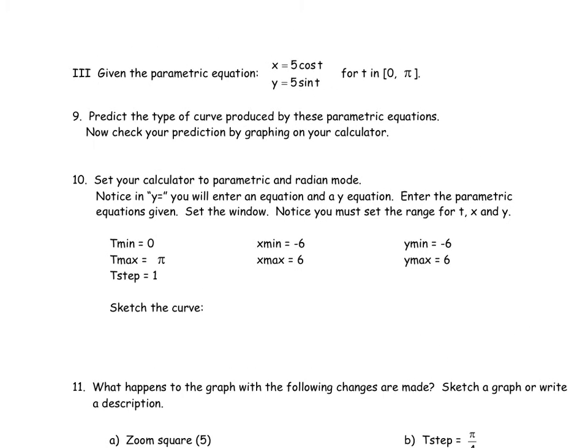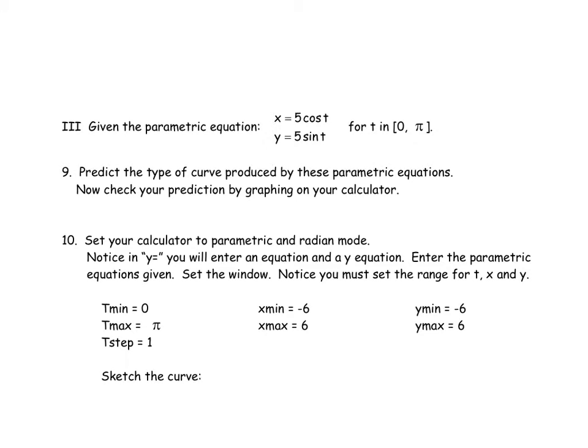Okay, so given the parametric equation x equals 5 cosine t and y equals 5 sine t, where t goes from 0 to pi, predict the type of curve that we will get. Let's think about it. Cosine of 0 is 1 and sine of 0 is 0. So then the x and the y values are going to be 5, 0. So that's the first point.